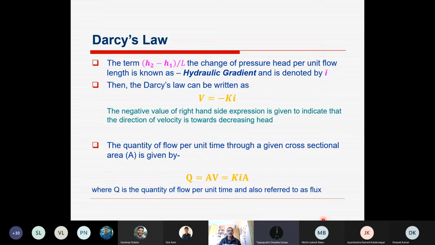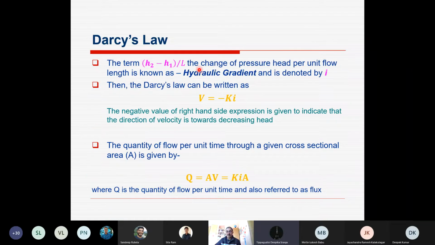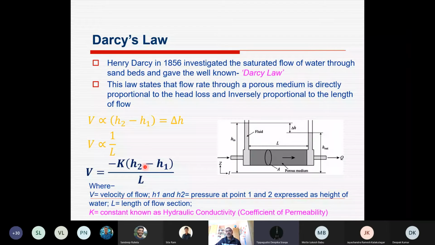This term, H2 minus H1 by L, or delta H by L, is the change in pressure head per unit length of flow, and it is known as hydraulic gradient. Delta H by L is known as hydraulic gradient, and that is usually denoted by small i. Then Darcy's law can be written as velocity of flow equal to simply Ki, and this negative sign you have seen here as well as here.